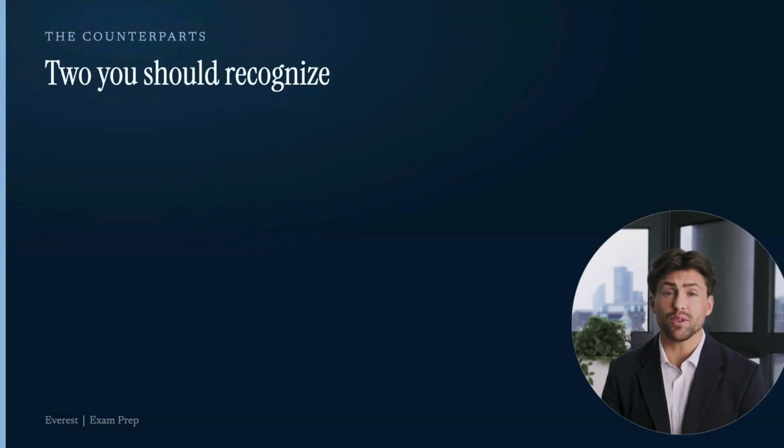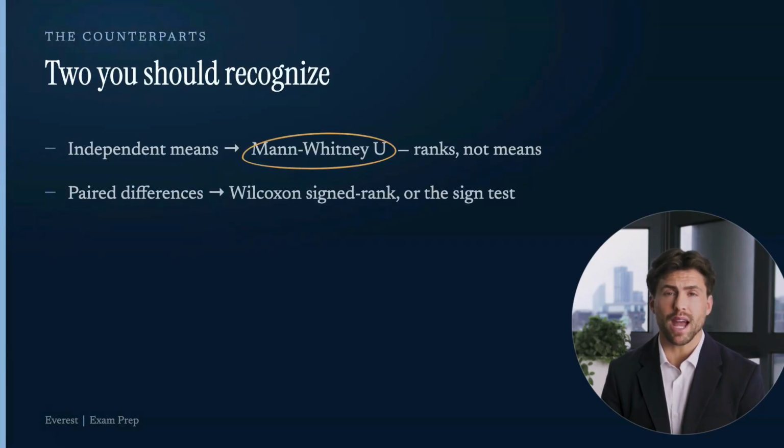For the tests you just learned, there's a non-parametric counterpart. In place of the independent samples t-test, the Mann-Whitney U-test, which ranks every observation from both samples together and compares the rank sums instead of the means directly. In place of the paired comparisons t-test, the Wilcoxon signed rank test, or more simply, the sign test.